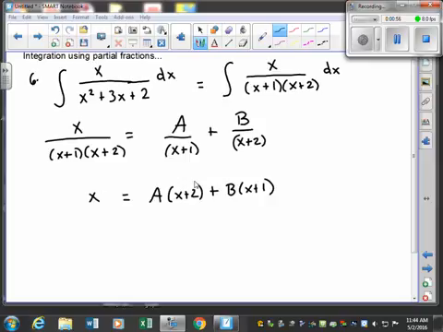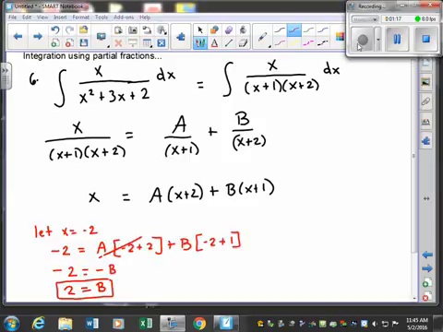Okay, so this is my numerator set equal to one another. I'm going to use what I call the shortcut method. What value of x right here would make this term go to 0? -2, good. So first of all, I'm going to let x equal -2 and solve. You could check that: everywhere there's an x, plug in a -2. Of course, this term goes to 0, so we will just get 2 is equal to B.